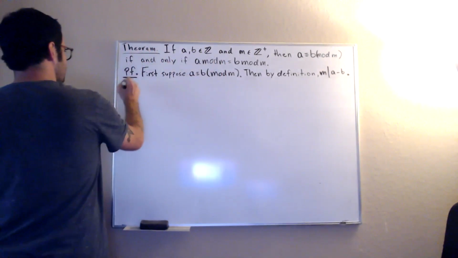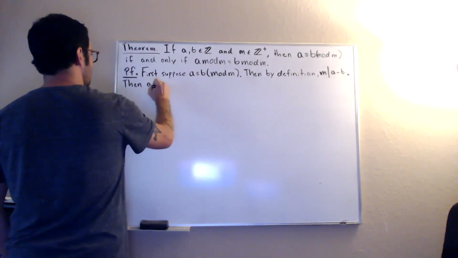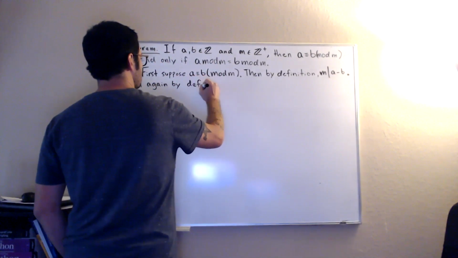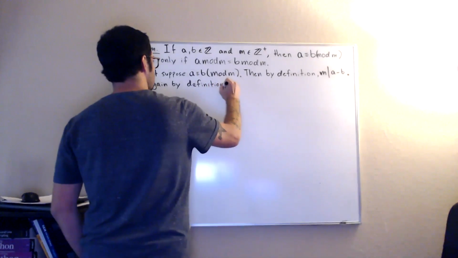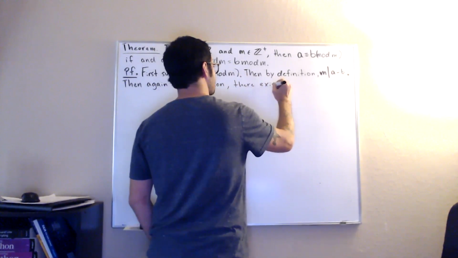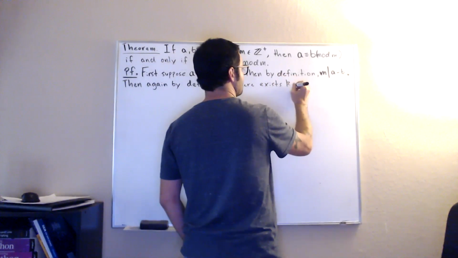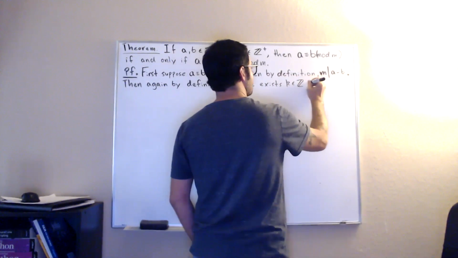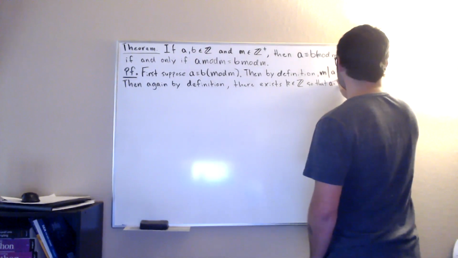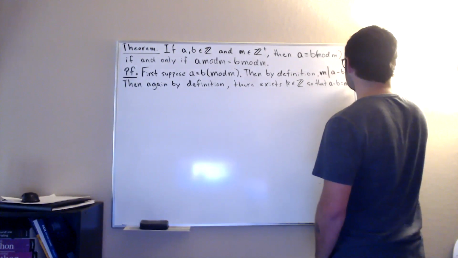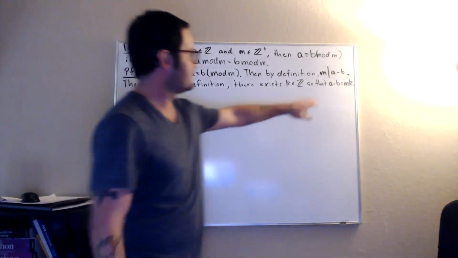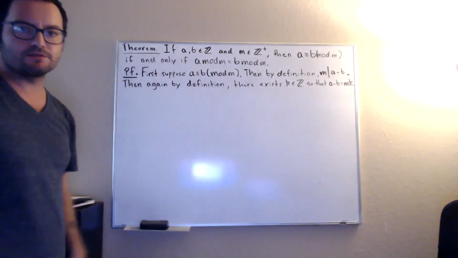But if M divides the difference, then again, by definition, there exists some integer k so that A minus B is equal to M times K. That just follows from that definition.